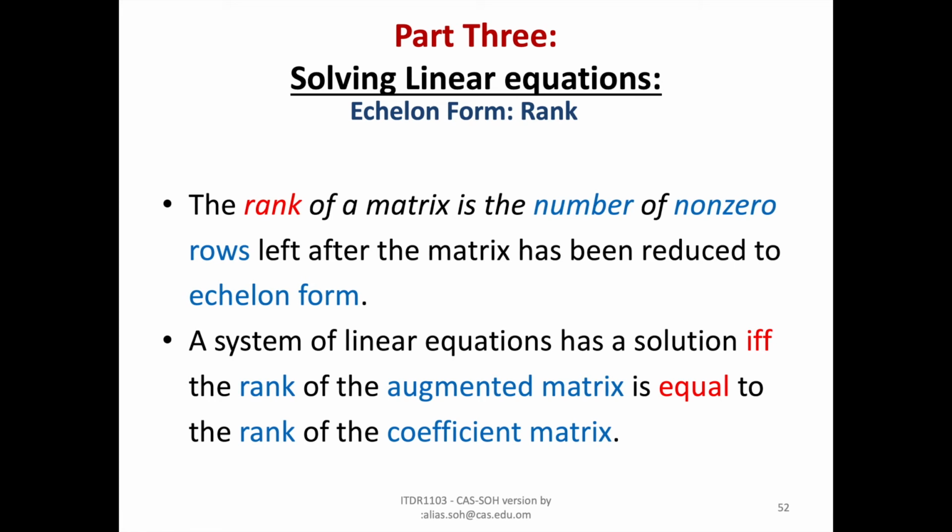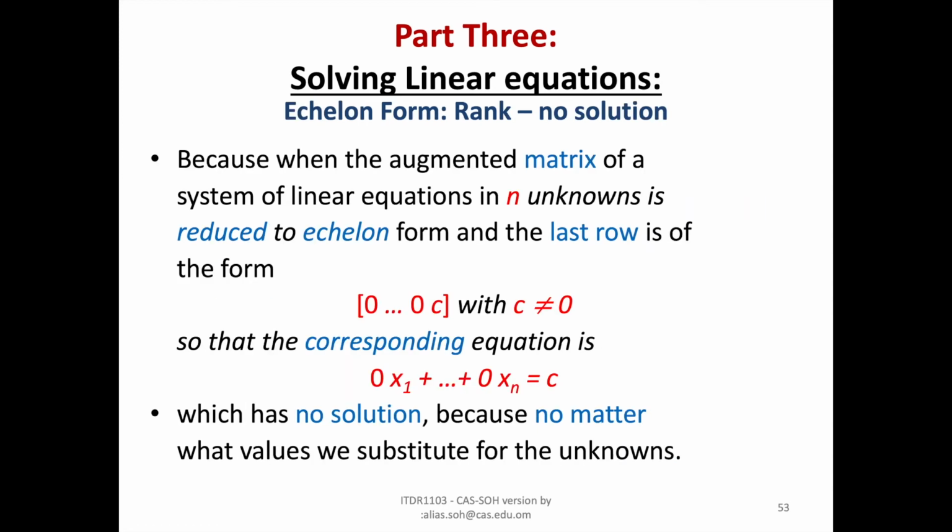The rank of a matrix is the number of non-zero rows left after the matrix has been reduced to echelon form. Why do we need to introduce this? Because the rank of the augmented matrix and the rank of the coefficient matrix should be equal to find a solution. Otherwise, we have to identify something else.